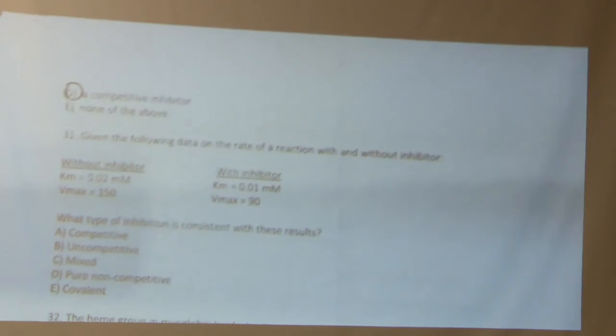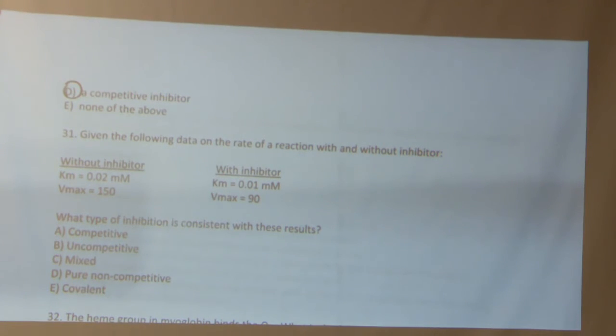31. Given the following data on the rate of the reaction with and without inhibitor. Without inhibitor, we have a Km of 0.02 millimolar. With an inhibitor, we have a Km of 0.01 millimolar. Vmax without inhibitor is 150, and with an inhibitor, 90. What type of inhibition is consistent with these results? Uncompetitive? Do we all agree?